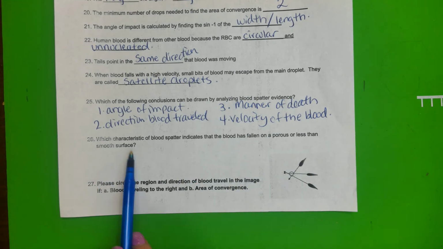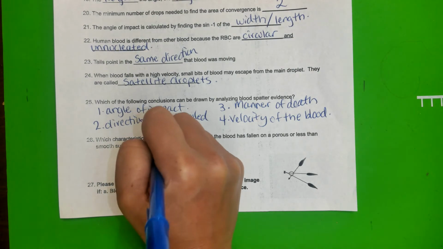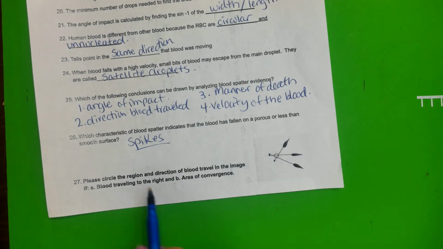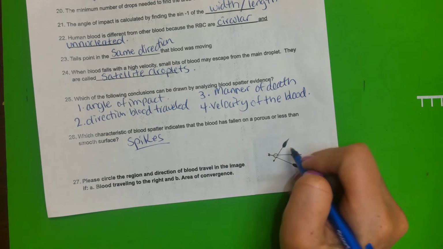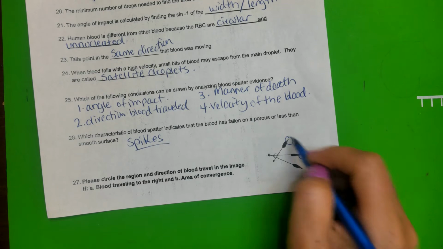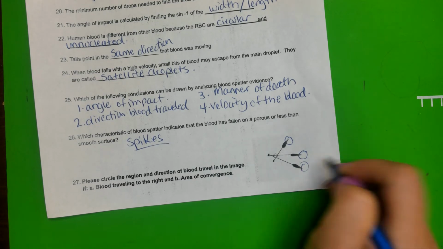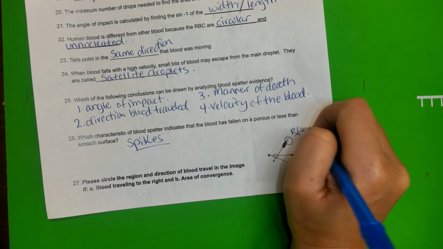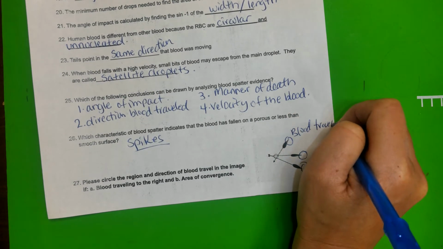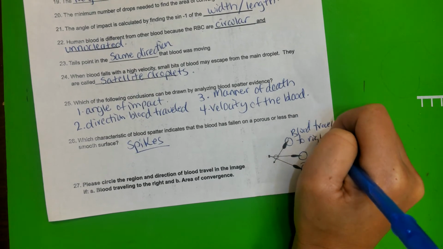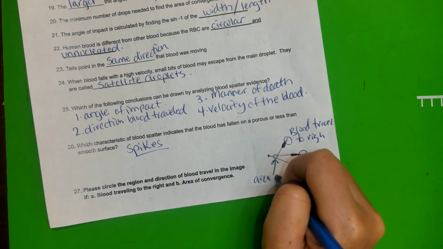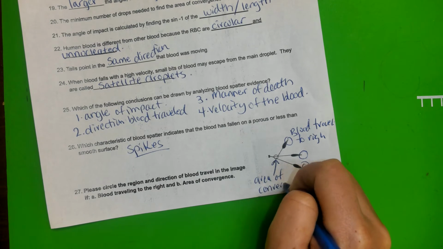Number 26, which characteristics of blood spatter indicates that the blood has fallen on a porous or less than smooth surface? You have to look at the spikes. Okay, please circle the direction of the blood travel in the image. Blood traveling to the right. So any of these are basically traveling to the right. And then right here is the area of convergence.